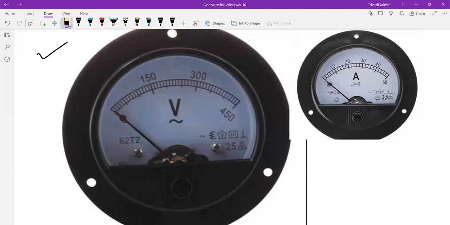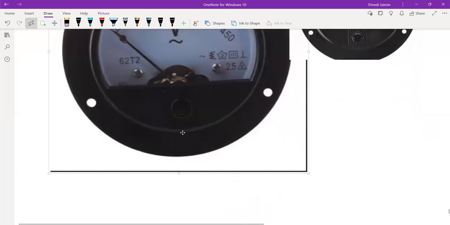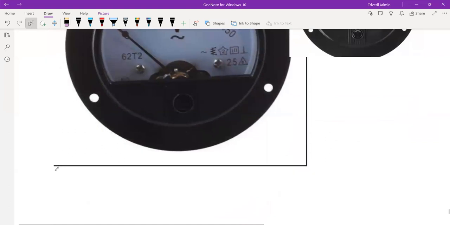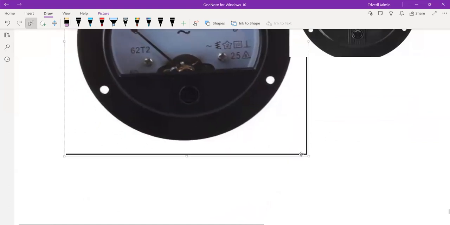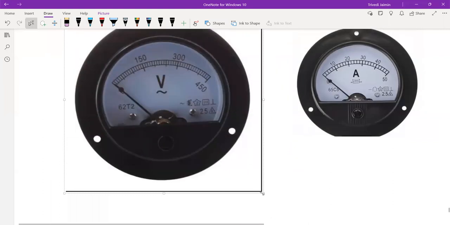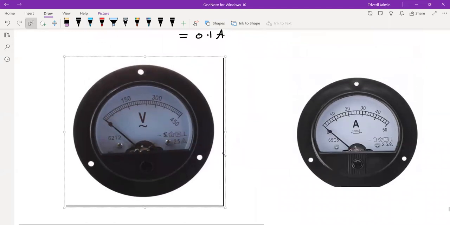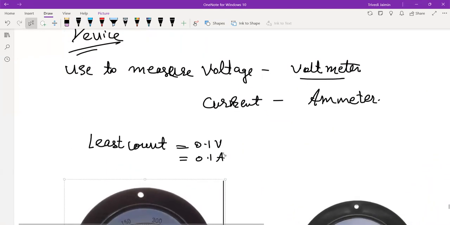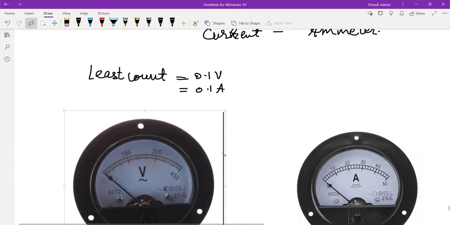So minimum value means least count. For this voltmeter, how much? 10. And the least count for this ammeter is? 2. Yes, correct. So the voltmeter looks like this, which has symbol V. The ammeter looks like this, which has symbol A.